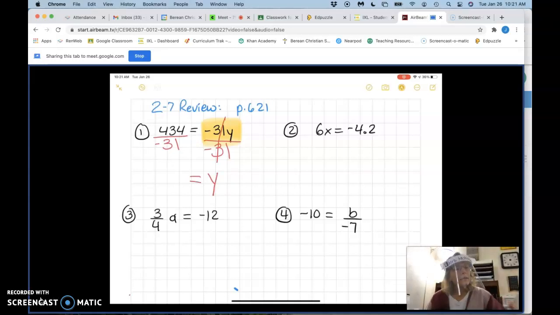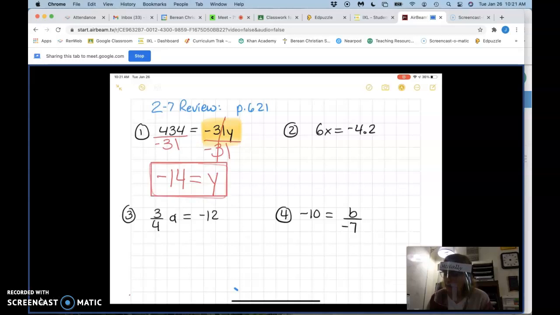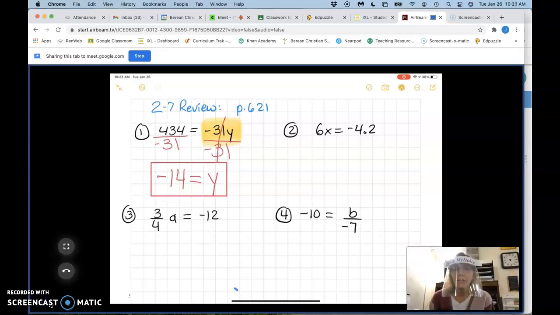And then, who has their calculator handy? Okay, let's do 434 divided by negative 31. I got the same thing, negative 14. Okay, and that is it. Okay? Okay, number 2.